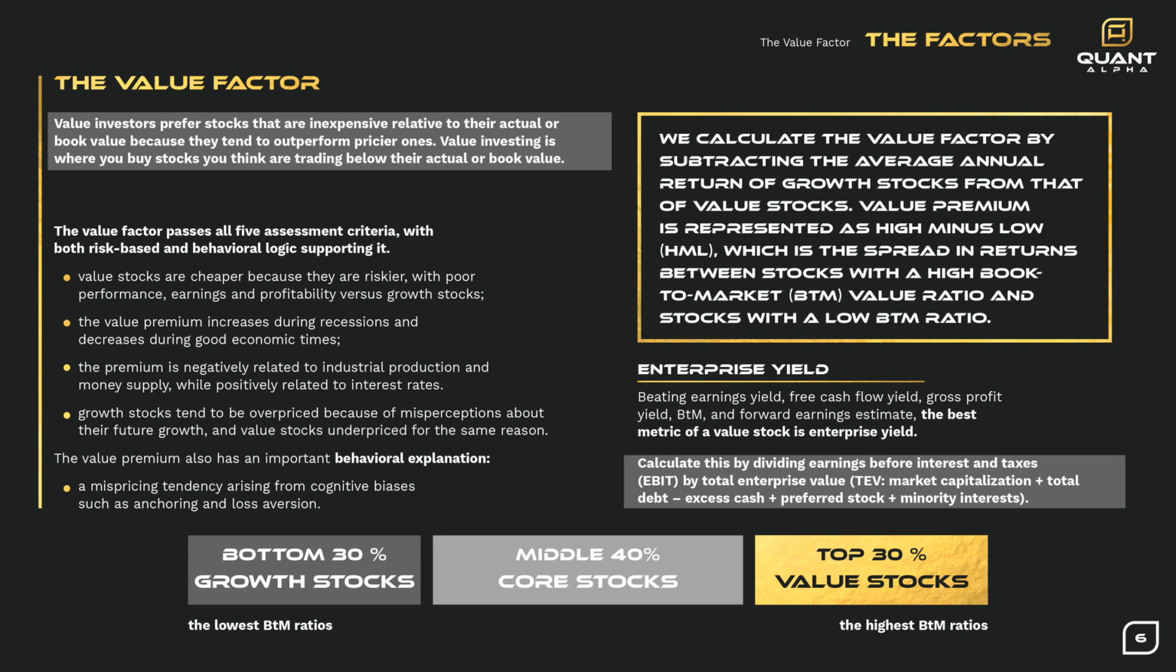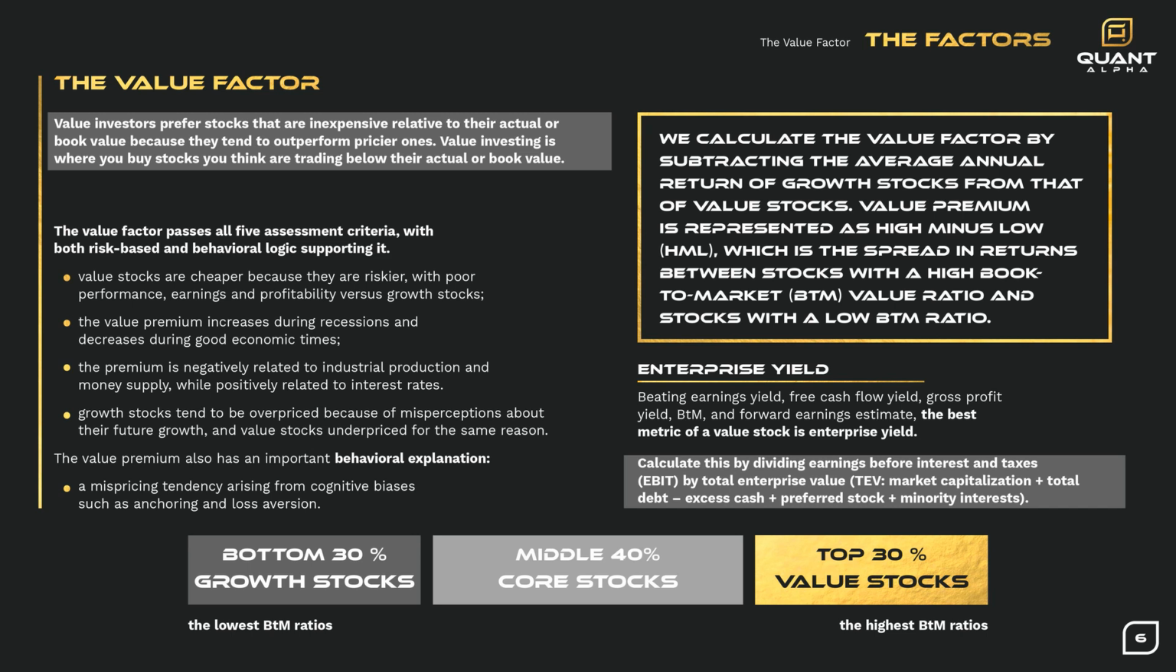Explained in further detail in our ebook, several findings are worth noting. Value stocks are cheaper because they are riskier, with poor performance, earnings, and profitability versus growth stocks. The value premium increases during recessions and decreases during good economic times. The premium is negatively related to industrial production and money supply, while positively related to interest rates.